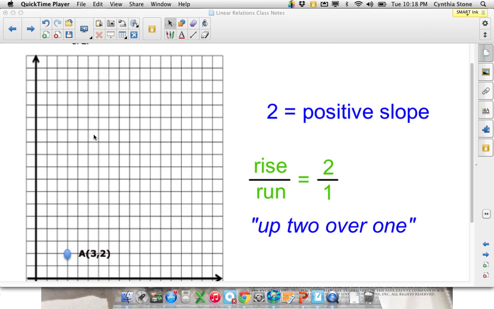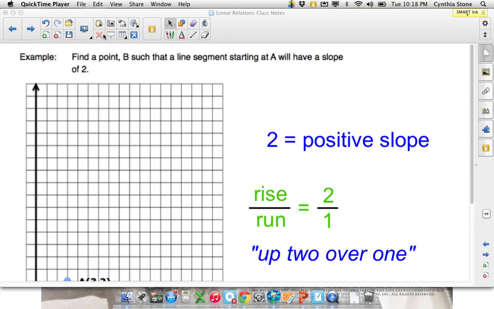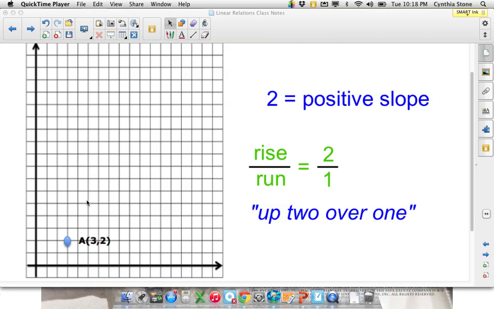So the first part of this I think you've got to get your head around is, what do I mean by 2? Well, first of all, it's plus 2. It's a positive slope, so you can picture it's going to go in this direction. You might see the 2 and think, what does that mean? It means 2 over 1. 2 is the same as 2 over 1.